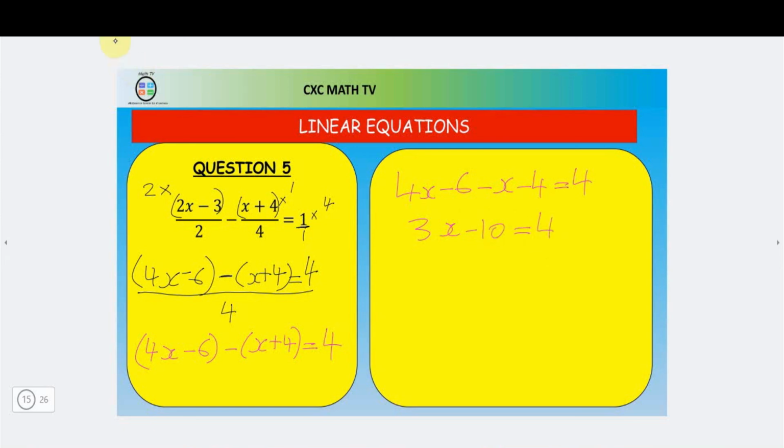We can add 10 to both sides now. If we add 10 to both sides, look what happened. We get 3x is equal to 4 plus 10, which is 14. And then we divide both sides by 3 to get x is equal to 14 over 3. And that's it. Really, really nice.